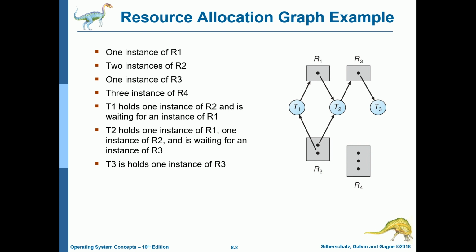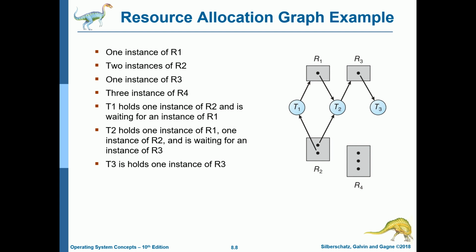Now, understanding the difference between the request and the assignment edge, we can say that T(1) is holding an instance of a resource R(2) and is waiting for an instance of type R(1). Thread T(2) is holding an instance of R(1) and an instance of R(2), and is waiting for an instance of R(3). And finally, thread T(3) is holding an instance of R(3). So once again, these correspond to the requests, these correspond to the assignments.